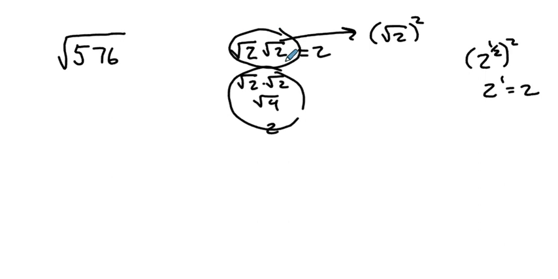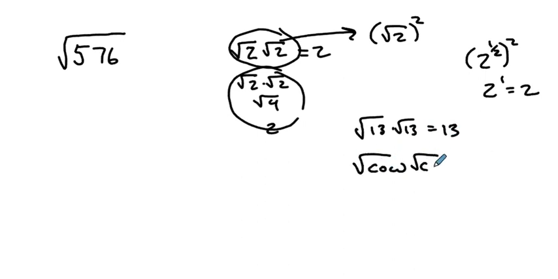So I think it's important that we remember that when you have a radical pair, they're the same thing, it gives you the thing that's under the radical. So if I have the square root of 13 times the square root of 13, I get 13. If I have the square root of cow times the square root of cow, I get cow. That's kind of how square roots work, and that's something you're definitely going to want to make sure you know.